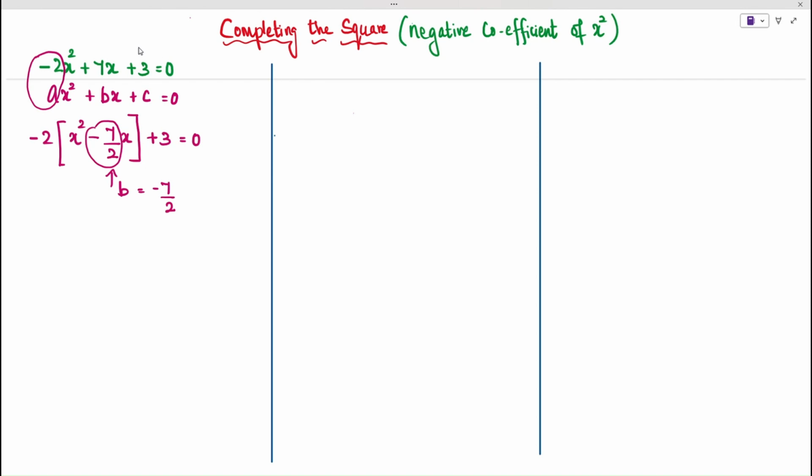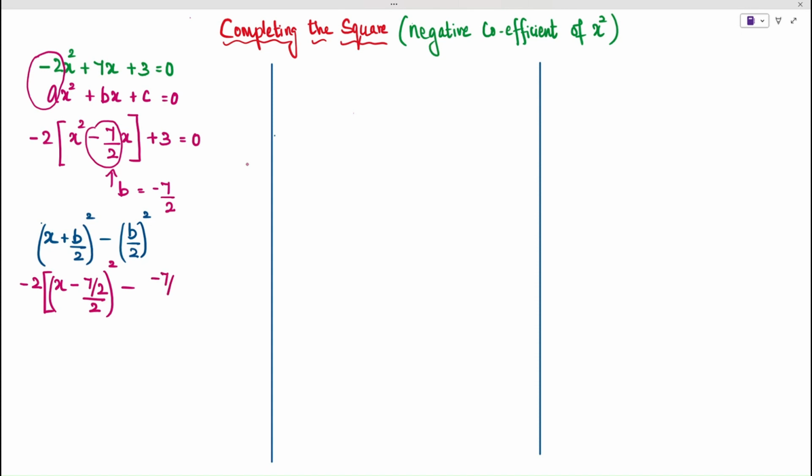Now, this will be useful in our completing the square equation. So, this being x plus b over 2 the whole squared minus b over 2 the whole squared. Now, we'll substitute our value of b of minus 7 over 2 into our formula, and we get minus 2 times x minus 7 over 2 over 2 the whole squared minus 7 over 2 all over 2 the whole squared. We close our square brackets now. Plus 3 is equal to 0.